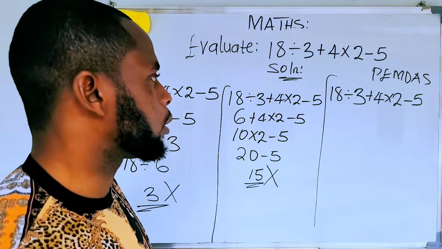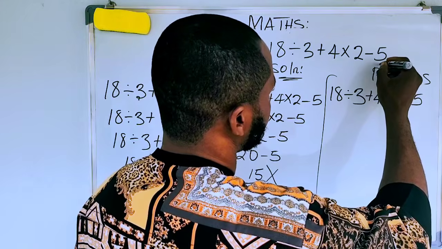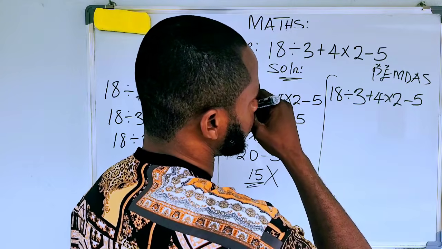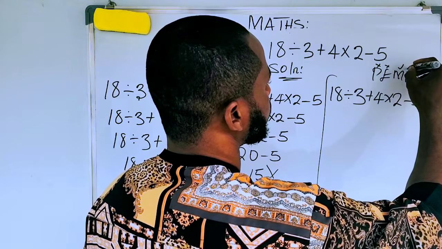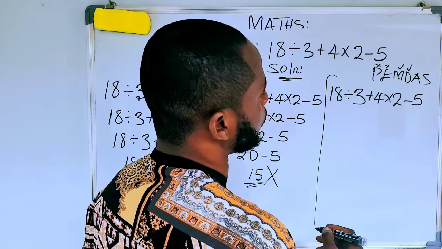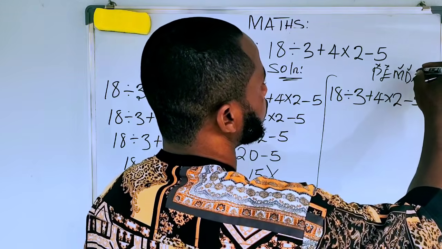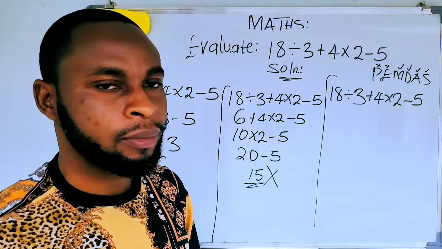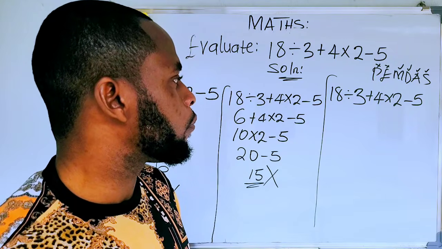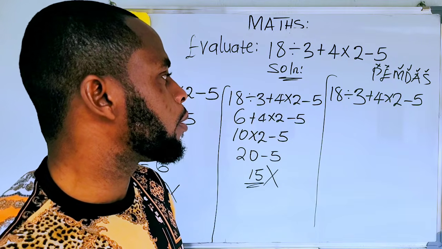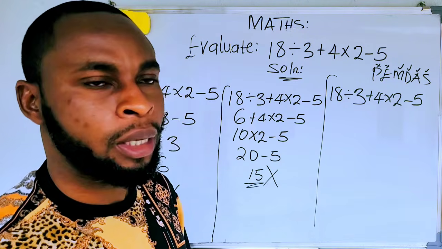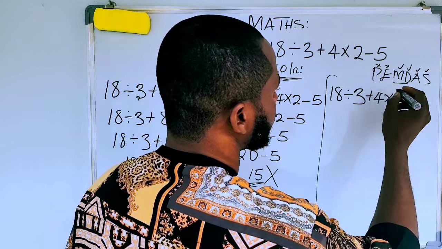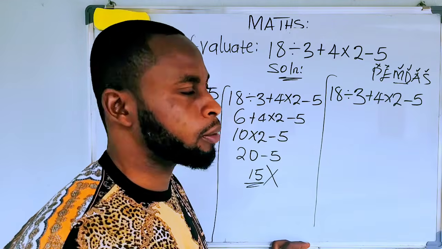Now we are going to consider here, we don't have parentheses, no exponents. We have multiplication and division, and addition and subtraction. Then first, we are going to consider multiplication and division. Here, from this equation, multiplication and division have the same precedence.